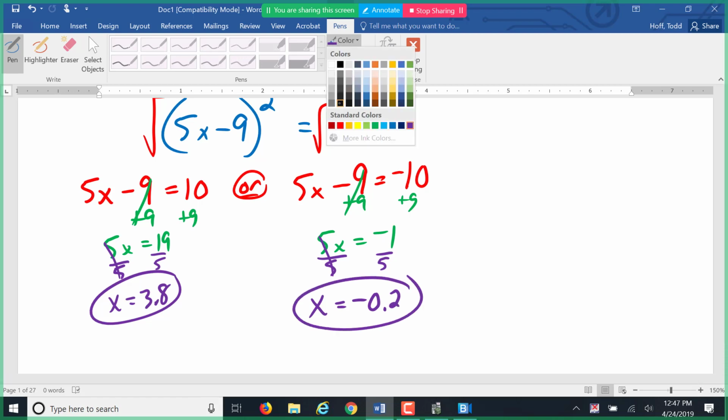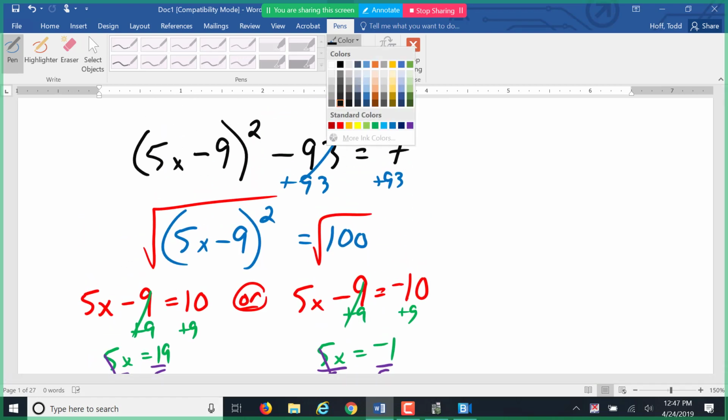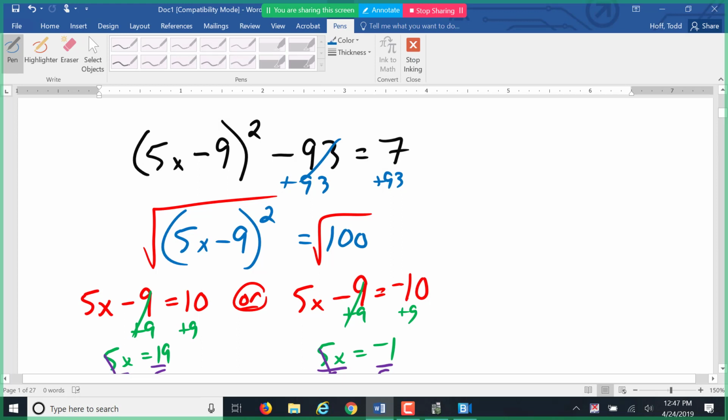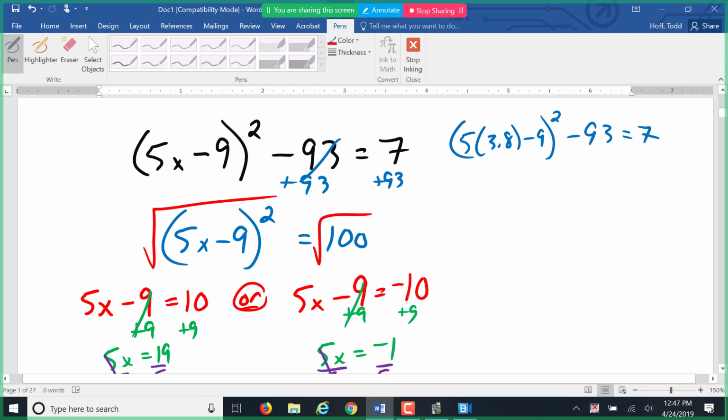And once again, we should try those back in the original equation. So 5 times 3.8 minus 9 squared minus 93 equals 7. Let's check that out. 5 times 3.8 is 19, minus 9 is 10, squared is 100, minus 93 is 7.